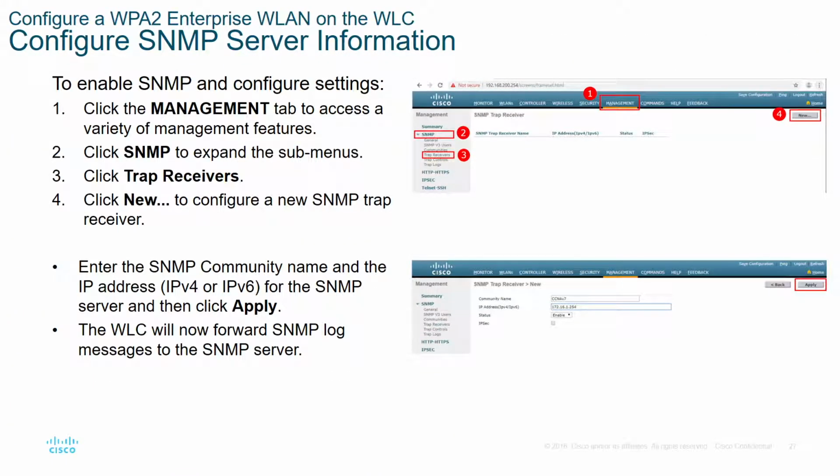Configuring SNMP server information. To enable SNMP and to configure the settings, click the Management tab to access a variety of management features. Click SNMP to expand the submenus, click Trap Receivers, and then click New to configure a new SNMP trap receiver. Enter the SNMP community name and the IP address, IPv4 or IPv6, for the SNMP server, and then click Apply.